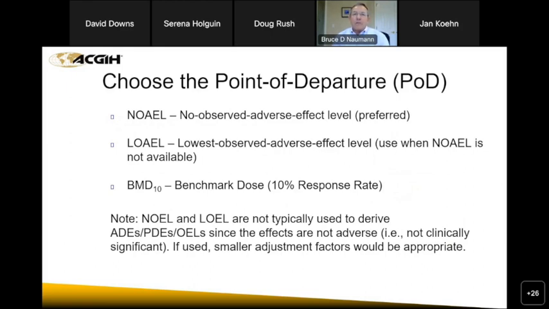EPA tends to use, and there's been an increased use over the years of something called the benchmark dose, which is a curve fitting exercise that identifies the 10% response rate. And usually there's some statistical lower bound on that people tend to use as the starting point. The BMD-10, you could argue that it's a NOEL, or right between a NOEL and a LOEL. So think of it that way.